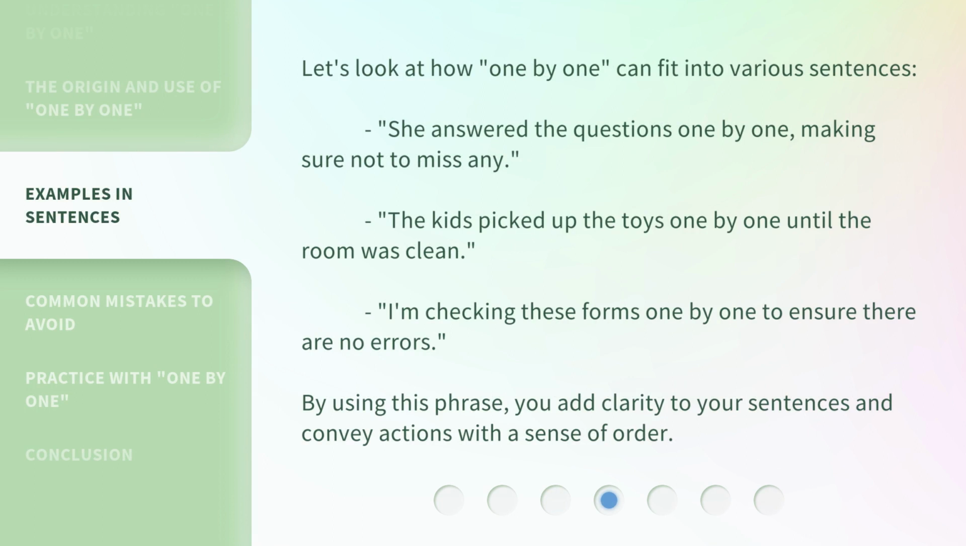Let's look at how, one by one, can fit into various sentences. She answered the questions one by one, making sure not to miss any. The kids picked up the toys one by one until the room was clean. I'm checking these forms one by one to ensure there are no errors. By using this phrase, you add clarity to your sentences and convey actions with a sense of order.